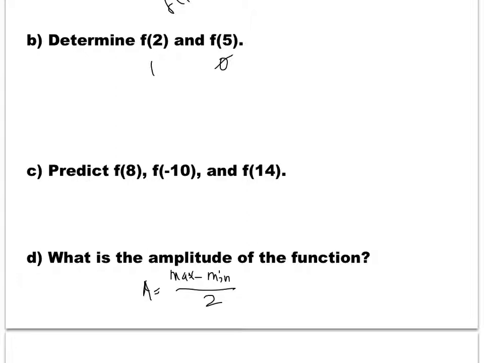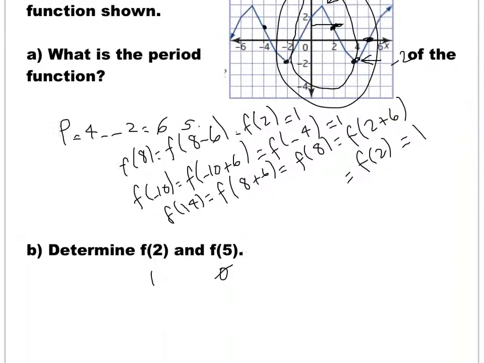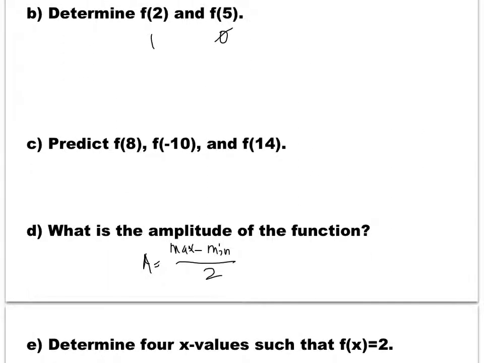Now, if we go back to the function again, you can see that the maximum happens here and the minimum here. The maximum is 3 and the minimum is negative 2. So if I plug it back in the formula, I'm going to get 3 minus negative 2 divided by 2, which is 3 plus 2 divided by 2, which is 5 divided by 2, which is 2.5. So that's the amplitude of the function.